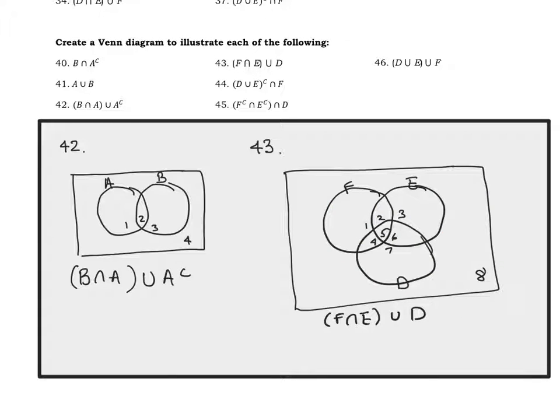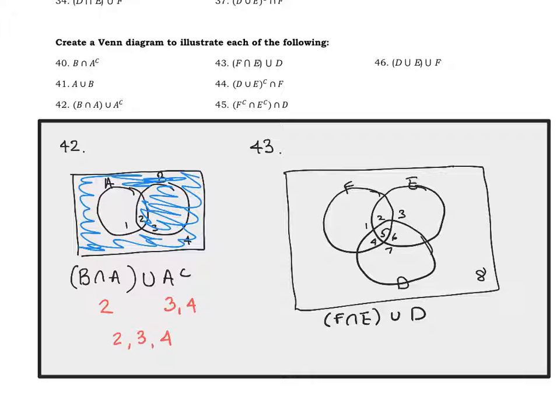Okay, so on 42, they want the intersection of sets B and A. The only region that they have in common is region 2. And the complement of A, that's regions 3 and 4. So if I want the union of that, I'm going to be shading regions 2, 3, and 4. So everything but 1.